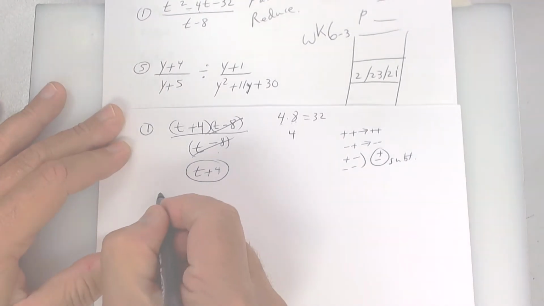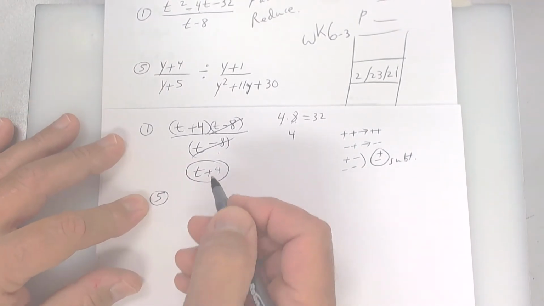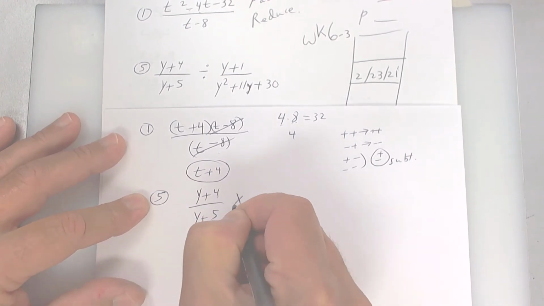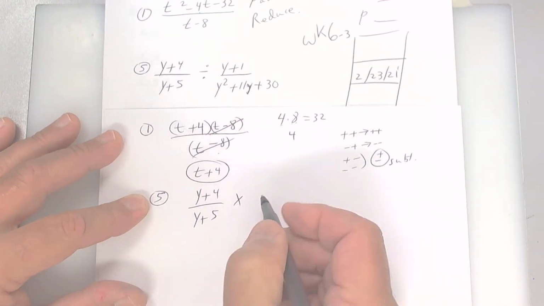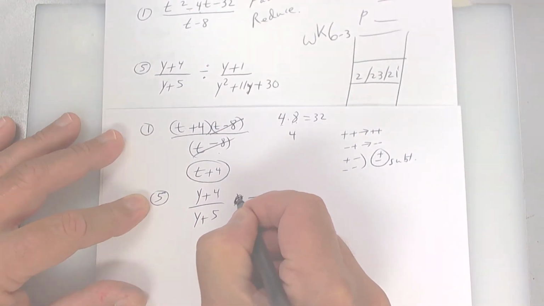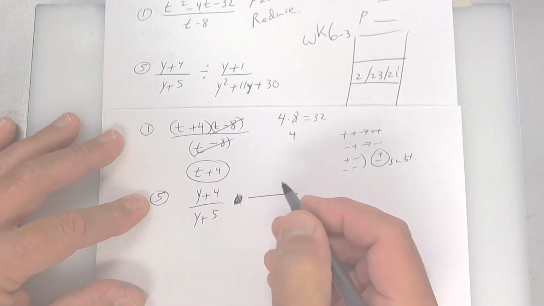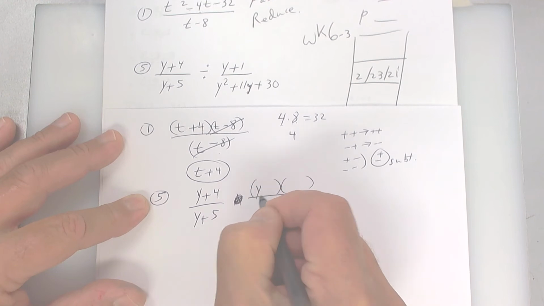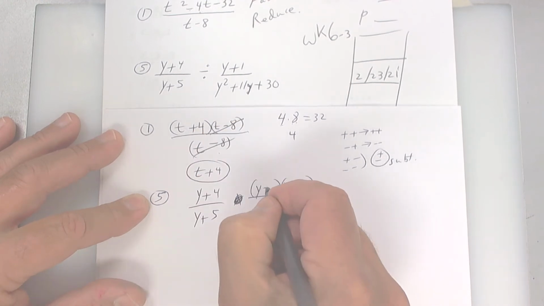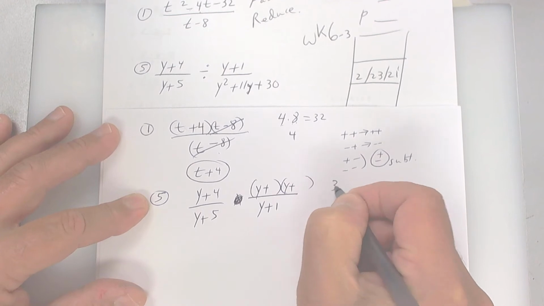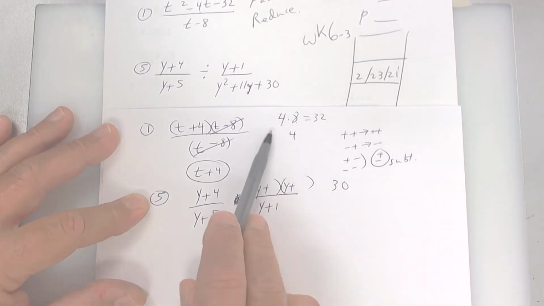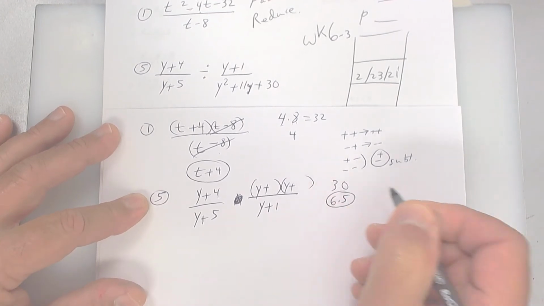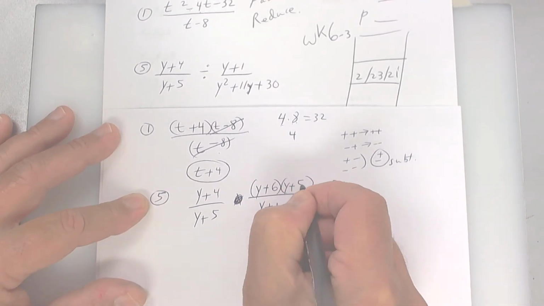This one right here on number 5, this is on your practice test today. This is y plus 4 over y plus 5, and then it's times. And you're going to flip this over, so the y plus 1, and you might want to put a dot here so it doesn't look like an x. So put the y plus 1 here, and then at the top, you want to factor that as y. A plus and a plus is going to be 2 pluses. So you're going to take the 30, and you're looking for a combination that's going to add to give you 11, and that should be 6 and 5. Okay, so put a 6 here and a 5 here.